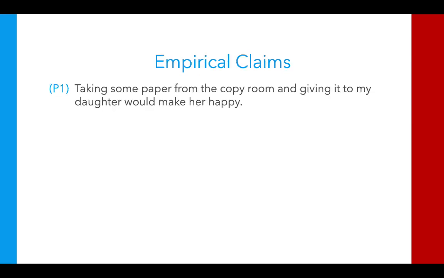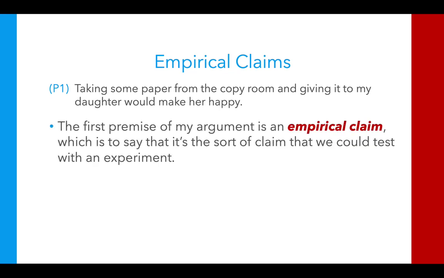So let's take each premise at a time, right? The first premise: taking some paper from the copy room and giving it to my daughter would make her happy. This is an empirical claim, which is just to say that it's the sort of claim that we could test with an experiment, right? So I could take some paper from the copy room, I could give it to my daughter, I could find out how she reacts. Is she happy, is she not?